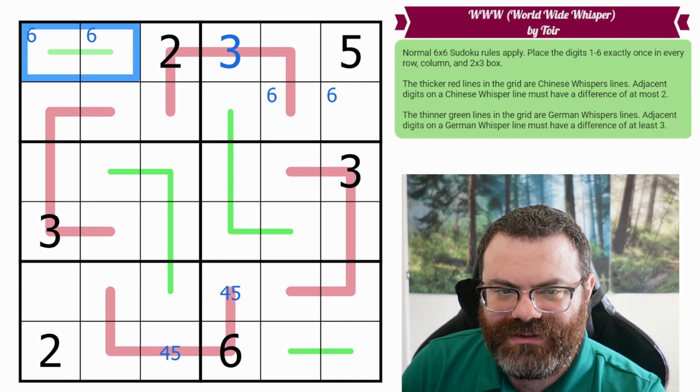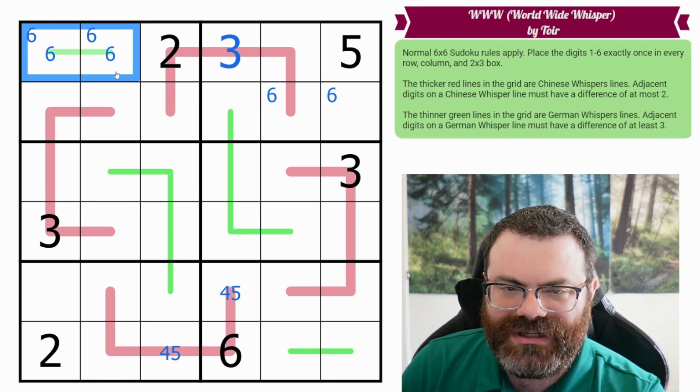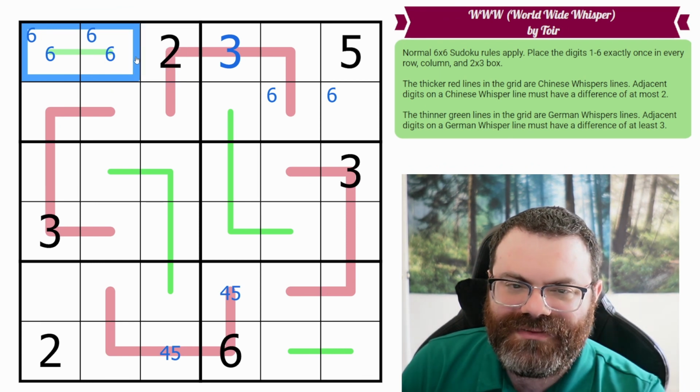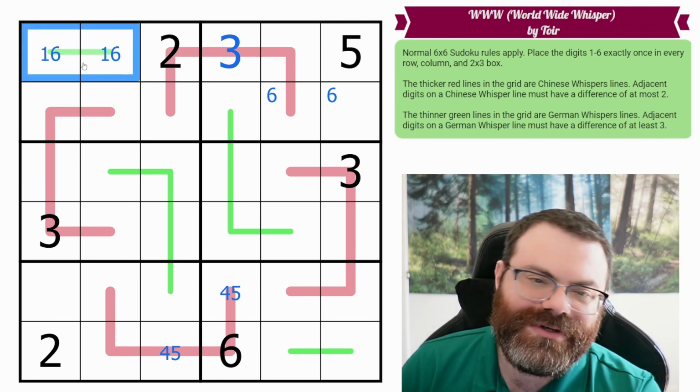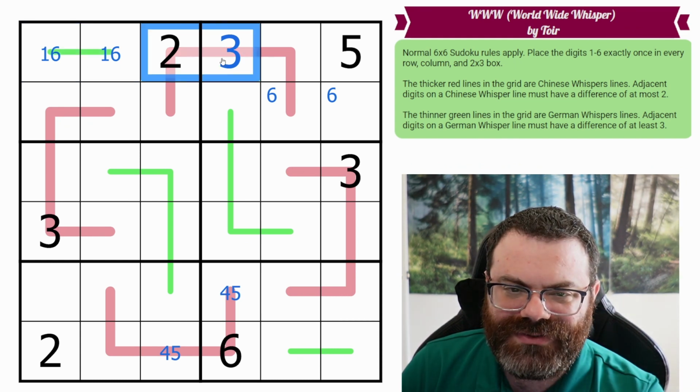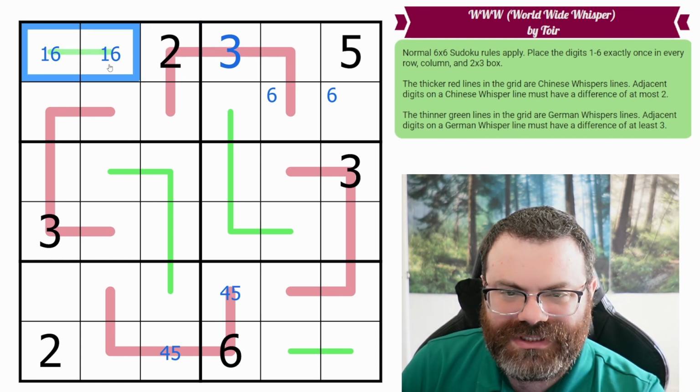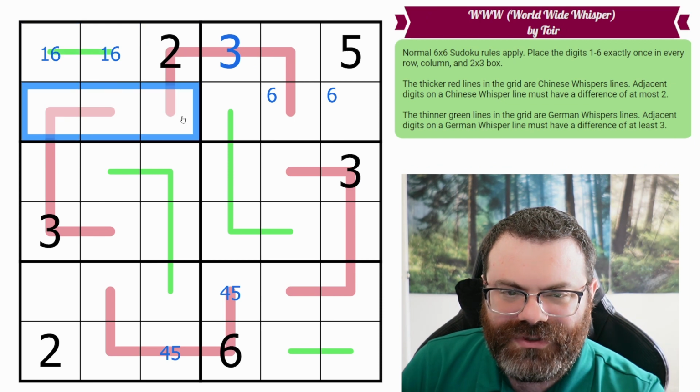So if 6 is on the line, then we have to have a difference of at least 3. Oh, yes, with 6 on the line and 2 and 3 not available, it has to be a 1-6 pair. That's neat. Because we have to subtract at least 3 from 6, but 2 and 3 are gone. So that's a 1-6 pair, which gives us this value.